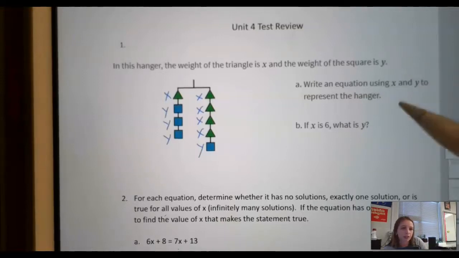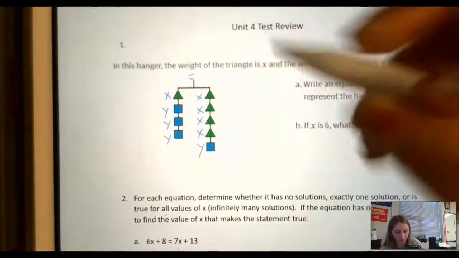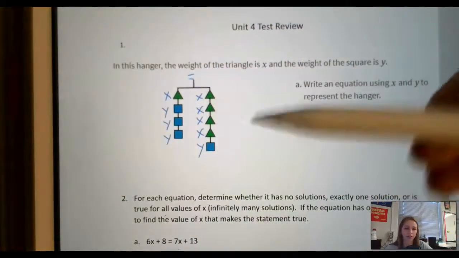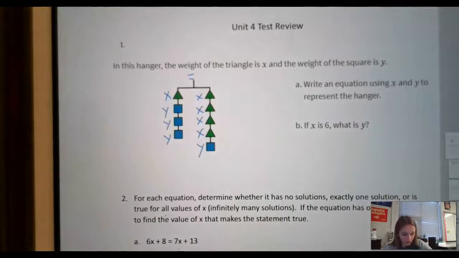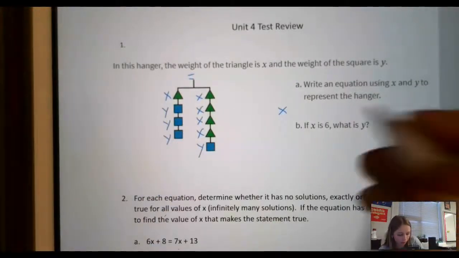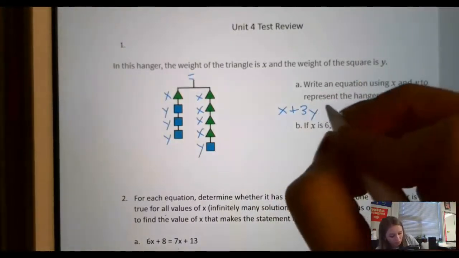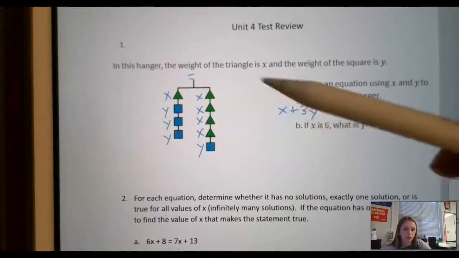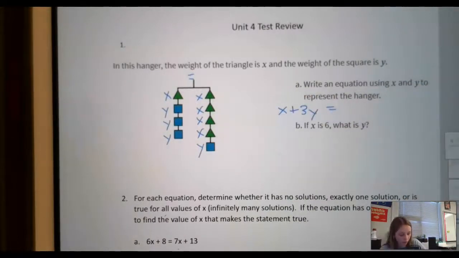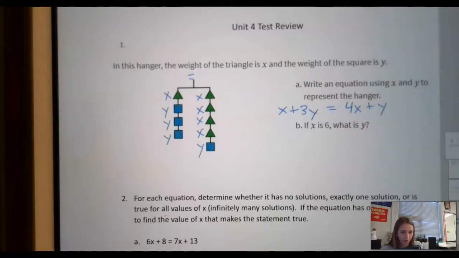Alright, now it says write an equation using X and Y to represent the hanger. Well, since this hanger is balanced, this side is equal to that side. So, how many X's do I have? 1. How many Y's do I have? 3. So I'm going to add those together, and that's my left side. Now we're balanced, so we're setting that equal to the right. I have 4 x's, so I'm going to write 4x. And then we have 1 y. Alright, so that is our equation.